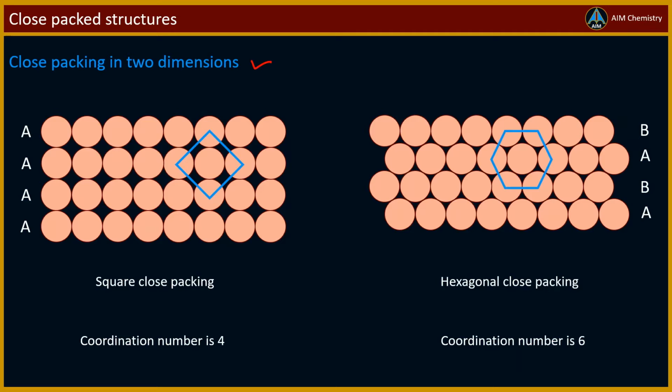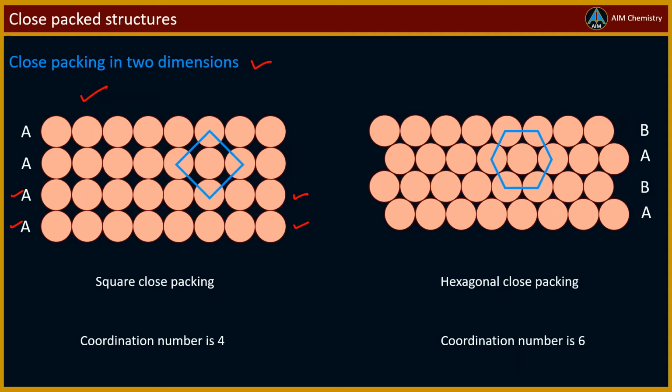The first way is as shown in this figure, where the second row of spheres is arranged exactly above the first row, so that spheres are aligned horizontally as well as vertically. If we consider the first row is of A type, then the second row will be exactly the same as the first row, that is of A type. So this arrangement is AAA type arrangement.